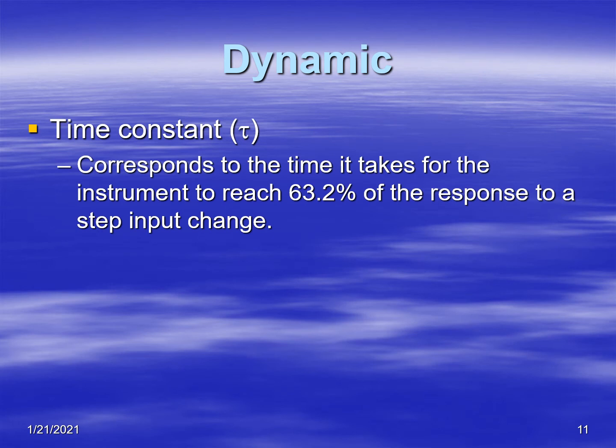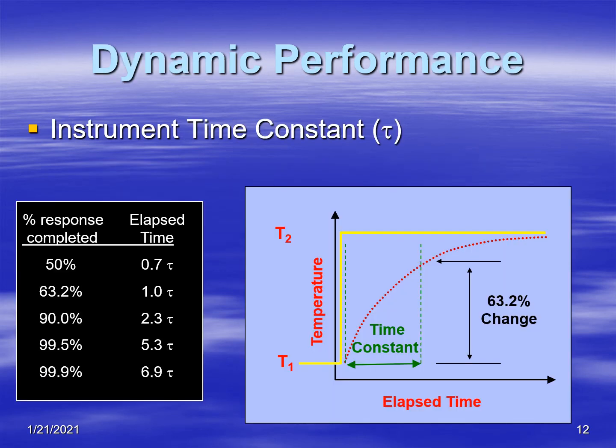Another example of dynamic performance is time constant. And time constant is the time that it takes for an instrument to change or reach 63.2% of the response to a step input change. We talked about step input changes already. That's where, in the example that we gave, you have a thermometer in ice water and you plunge it into boiling water, that's a step change. So how long does it take for the thermometer to change 63.2% of that total change?